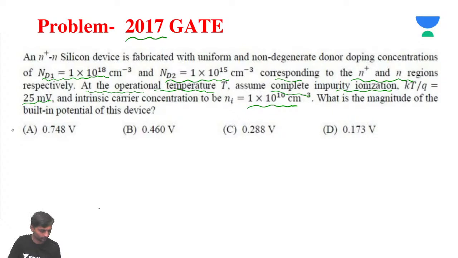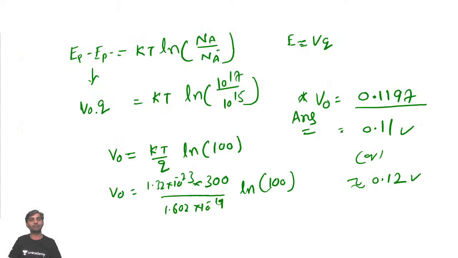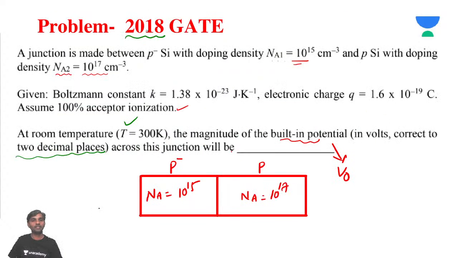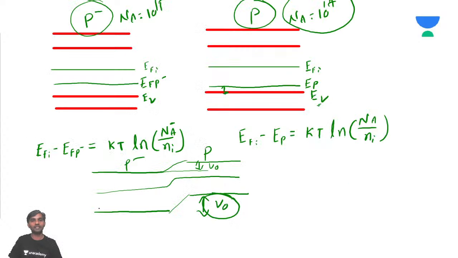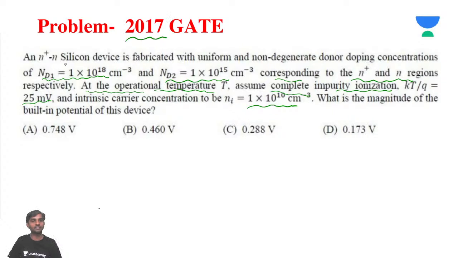Same problem, sir. In 2017 and 2018, he asked the same problem. In 2018, he asked P minus and P. Here he is simply asking N plus and N. Same thing. Can you do it now?